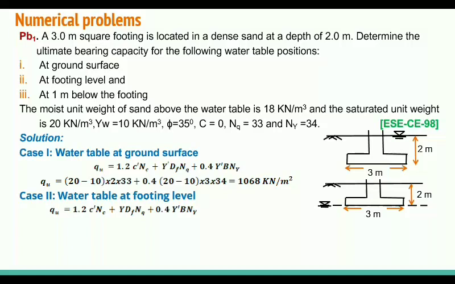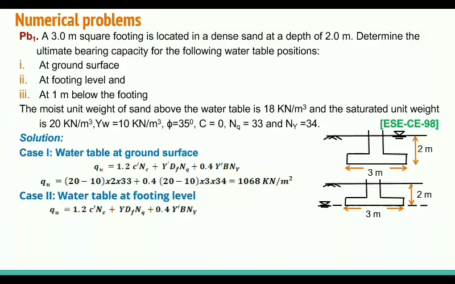In the first case, the surcharge was submerged. In gamma dash dF Nq, the soil above the base of the footing was in submerged condition. But in this case, the soil above the base of the footing is not in submerged condition. It is in bulk condition, like moist condition. There is no water, right?